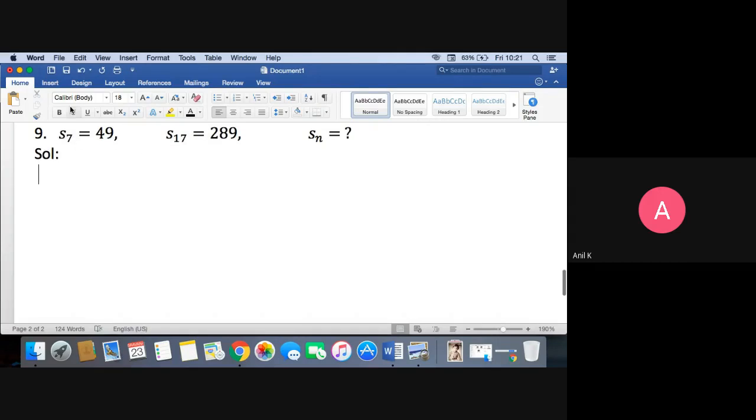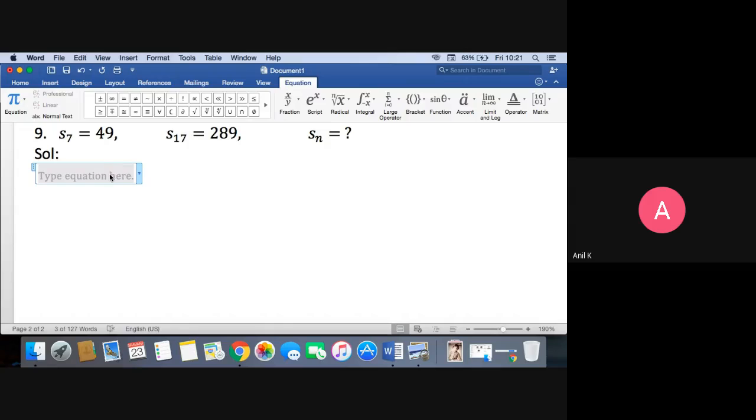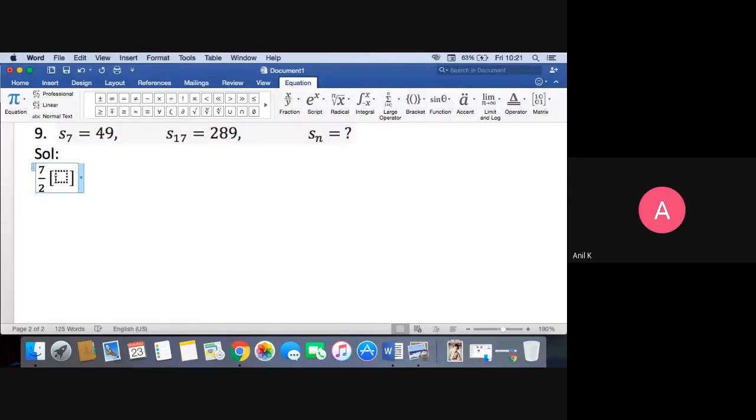So here I apply the S7 formula. S7 formula is 7 upon 2 into 2a plus n minus 1 times d. I don't know the a value, so I'll keep a as it is. N minus 1 means n is 7, 7 minus 1 is 6, d, which equals 49.